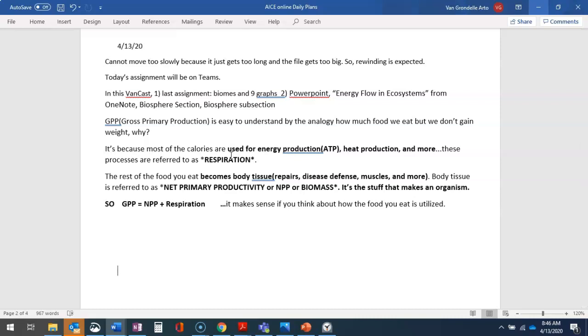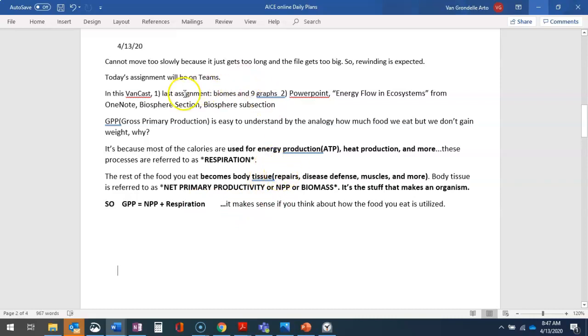Almost all the food you eat, essentially whatever gets used, is gross primary productivity, all the energy that you use. The rest of the food you eat becomes body tissue, which is not a lot of all you eat. That's referred to as net primary productivity, NPP, or biomass, very common words in the ecology world. Respiration uses most of your energy, and net primary productivity just uses some of it, which becomes tissue. So GPP equals NPP plus respiration. Ecologists do use that. Hopefully it makes sense.